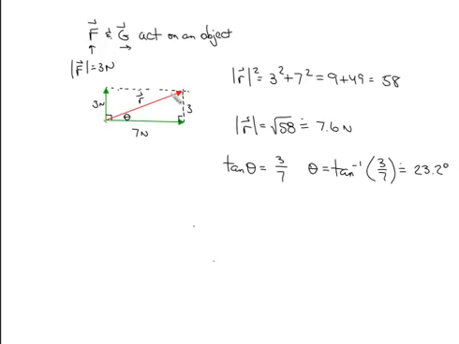So now we know the resultant force. Imagine that you have an object sitting here, and you have one force that's pushing it this way, and another force that's pushing it this way at these strengths. The red vector tells you how far and in what direction that object is going to move when you apply both of those forces simultaneously. That's the idea. So it's going to move with a force of 7.6 newtons at an angle of 23.2 degrees counterclockwise from the positive x-axis.